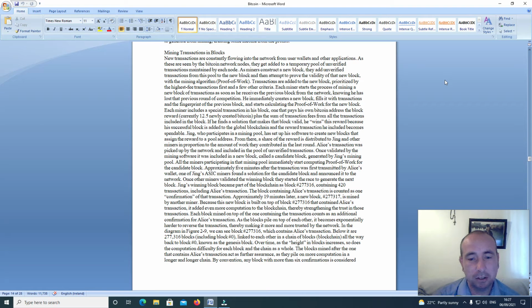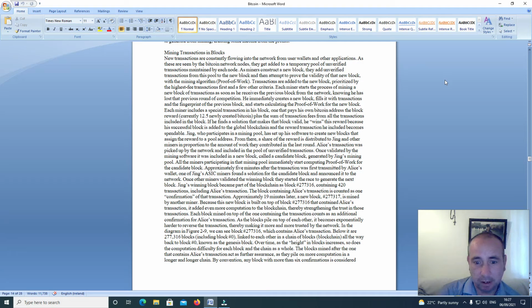Jing, who participates in a mining pool, has set up his own software to create new blocks that assign their reward to a pool address. From there, a share of the reward is distributed to Jing and other miners in proportion to the amount of work they contributed in the last round. Alice's transaction was picked up by the network and included in the pool of unverified transactions. Once validated by the mining software, it was included in the new block, called a candidate block, generated by Jing's mining pool. All the miners participating in the mining pool immediately start computing proof of work for the candidate block.